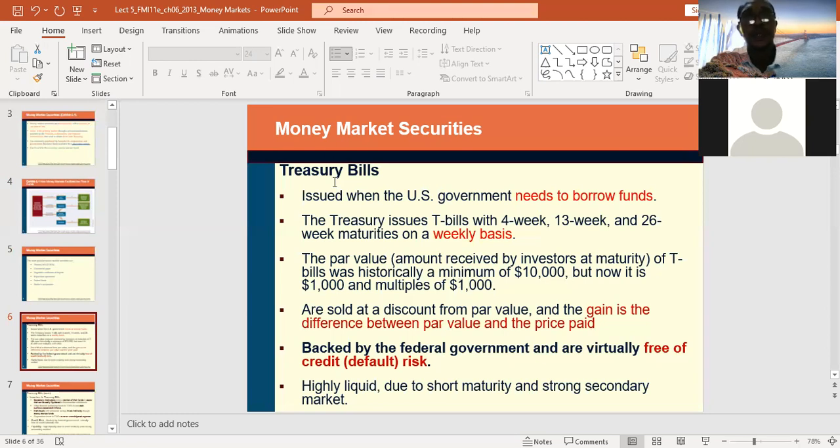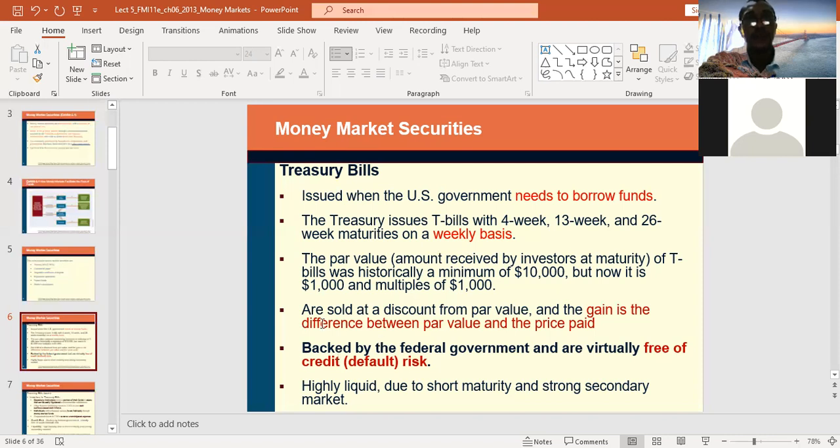So usually this money market security, they have par value. So their par value is now regarded as 1,000. So in most cases, it is denominated in 1,000 units. They can also be sold at a discount. Sometimes, if the person selling wants to reduce cost, they can sell the Treasury bill at a discount. So meaning that you can buy cheap.